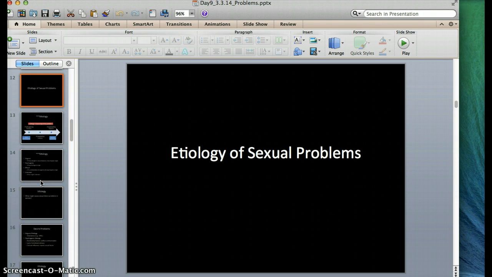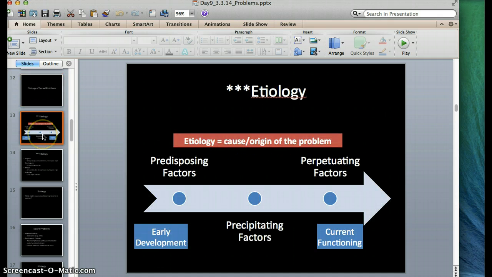Okay, the etiology of sexual problems. This is something that I want you guys to understand. So the etiology is just a fancy scientific word for the cause or origin of the problem. So it's where the issues began, where they came from. And there are predisposing factors, precipitating factors, and perpetuating factors. There is a question about this on the exam.